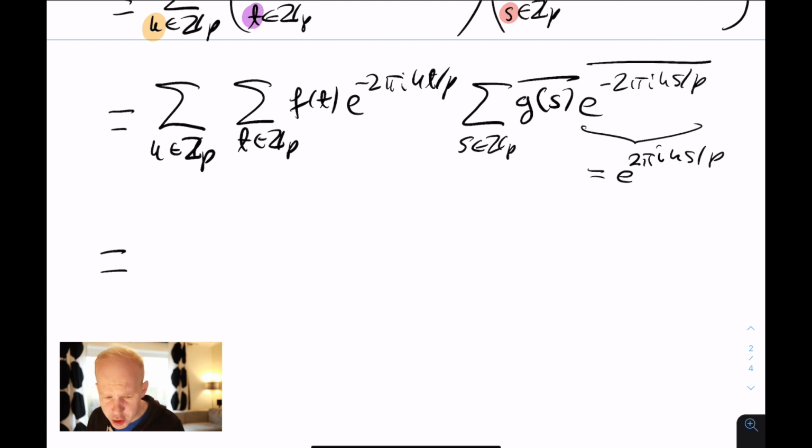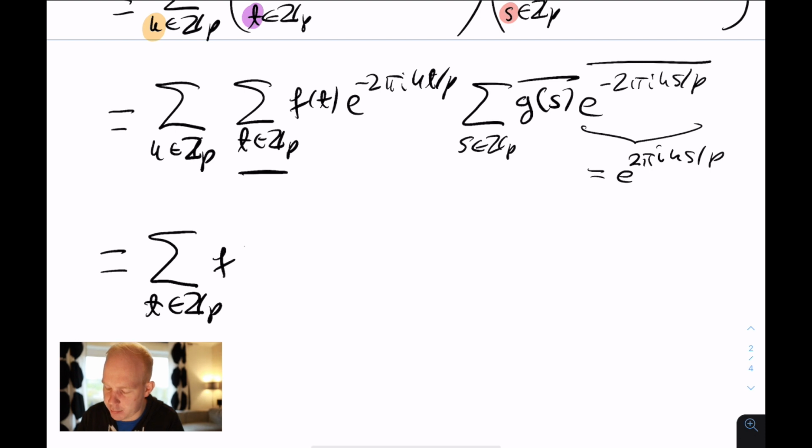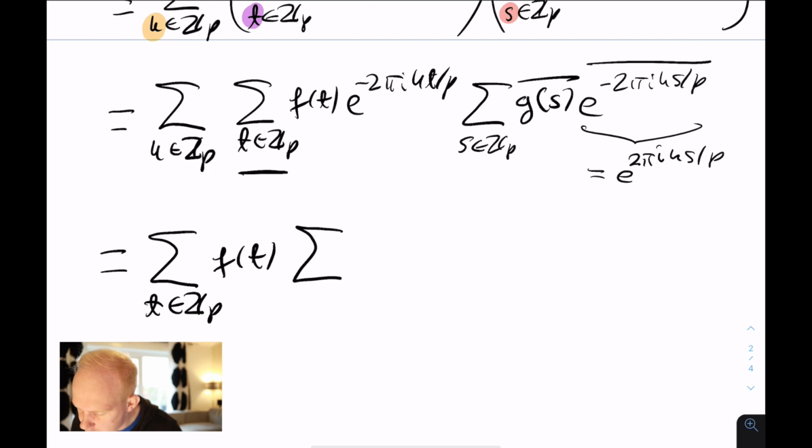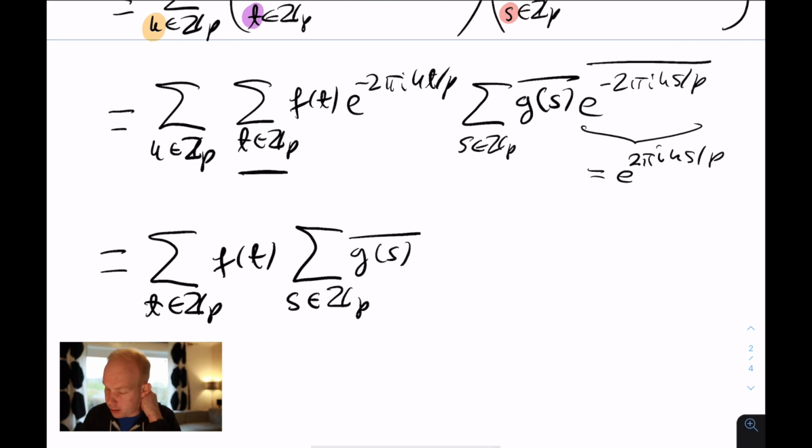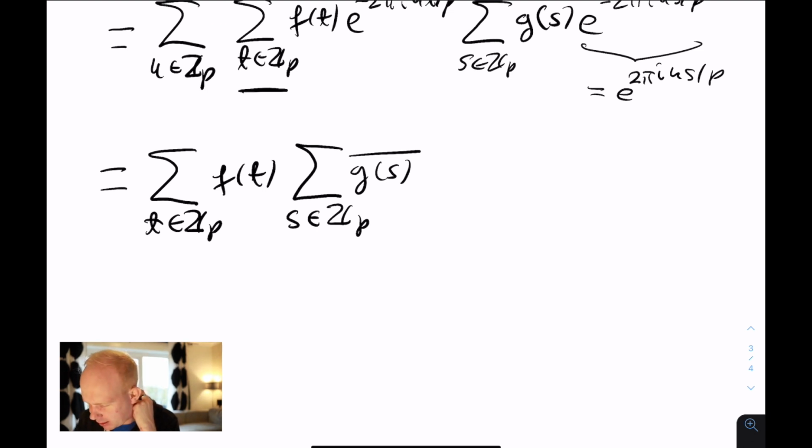So we take this sum and rearrange it. We have the sum over t here, so let's take that first: the sum over t in Z_p of f(t). That's what I would have in the product. But then there's a sum over s in Z_p and the complex conjugate of g. In some sense I would need this to be equal to, let's say, the complex conjugate of g(t). I'm not sure if this happens.